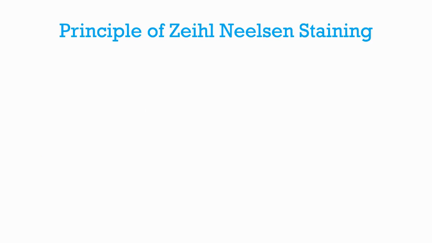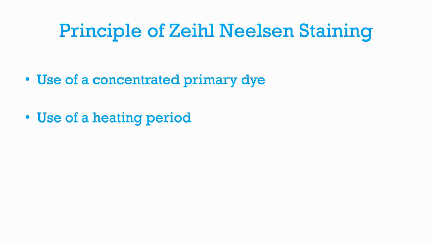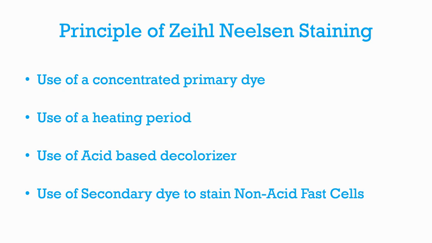Now we move on to the principle and procedure of Ziehl Neelsen staining. Staining of acid-fast cells requires a higher concentration of primary dye and a heating period. However, once a stain is introduced into the cell wall, removing it with an acid-based decolorizer is even more difficult. Hence, they are called acid-fast organisms and will appear red using bright field microscopy. We add a secondary dye to stain the decolorized non-acid-fast cells and field debris that will appear blue.